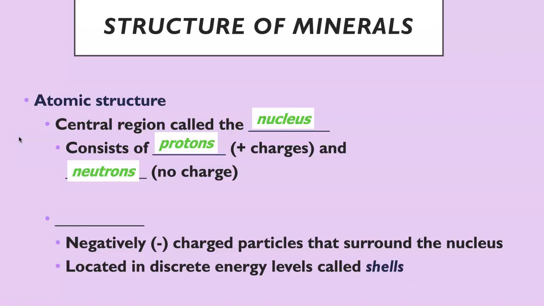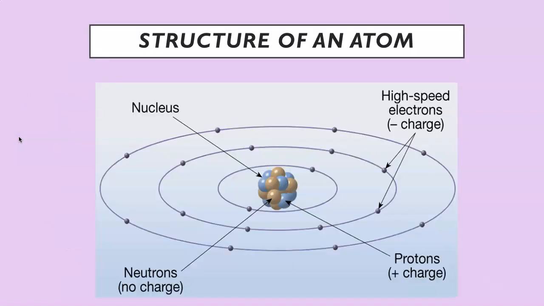Then around the nucleus are the electrons, and these are negatively charged particles. And there's a couple different ways you can think of how the electrons are arranged around the nucleus. This is not really how we think that electrons are arranged. This makes it look like they're like planets going around the sun or something. But for our purposes, this will work. So remember, positive and neutral particles are in the middle, and then negative electrons are out here.